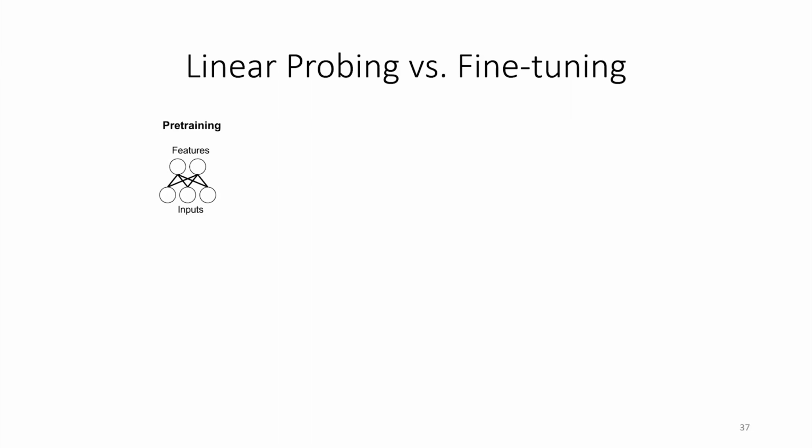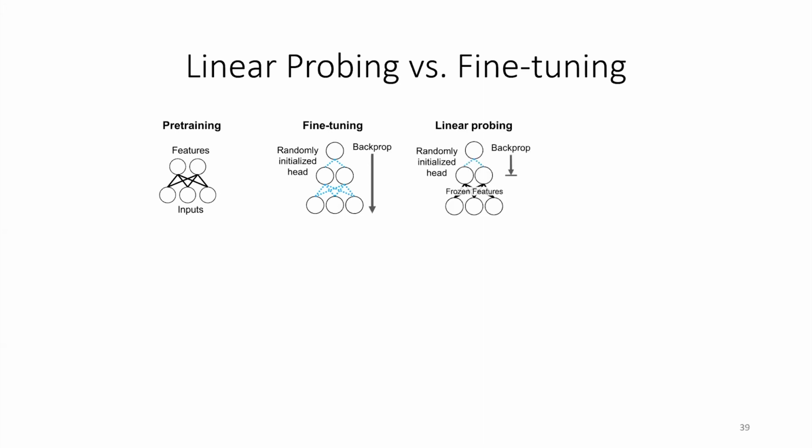So two standard approaches to using these foundation models are linear probing and fine-tuning. Linear probing takes the model and it trains a head on top of the model. Sorry, this is fine-tuning first, but linear probing freezes the foundation model and trains a head on top. Fine-tuning updates all the parameters of the model. So which method does better?